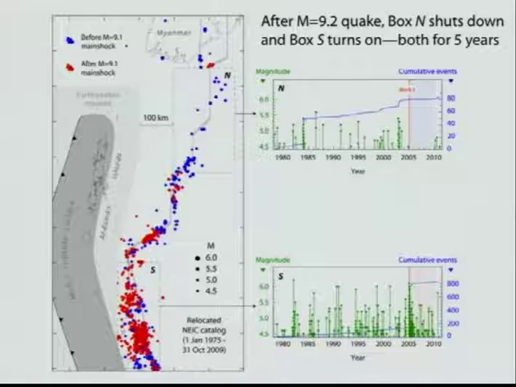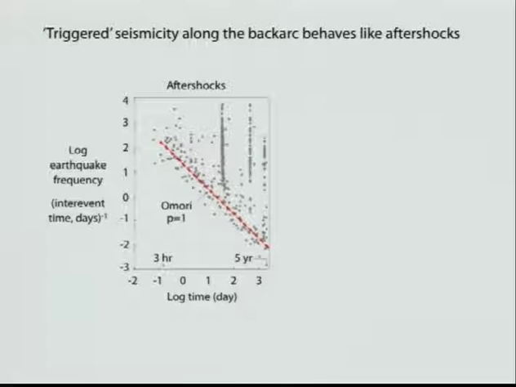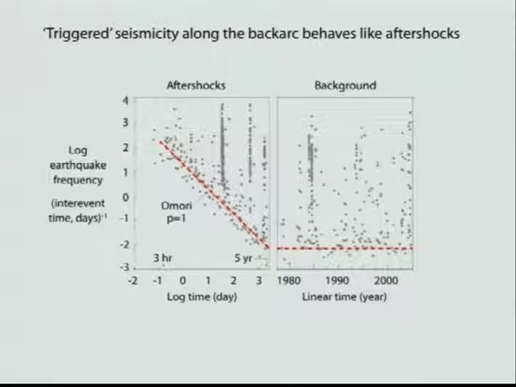We took all the post-main shock earthquakes and put them into a log frequency, log time plot. They decay like aftershocks. Notice that the decay in our catalog starts after 3 hours, so whatever happened during the first 3 hours, we don't know, because we don't have that in our catalog. But after 3 hours, the decay lasts about 5 years. Here's the background. So we have 5 years of shutdown, and 5 years of rate increase, and it decays in about 5 years.